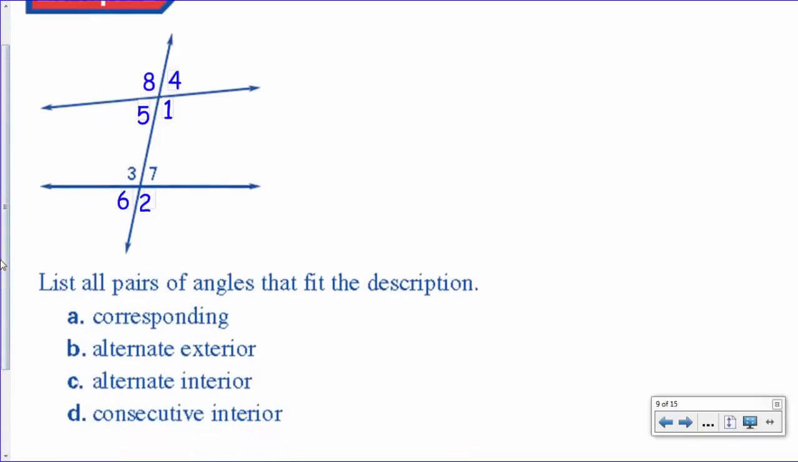An example, list all pairs of angles that fit the description. Corresponding angles. So our corresponding angles here would be angles 8 and 3, 5 and 6, 4 and 7, 1 and 2.